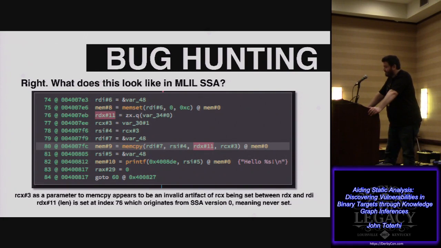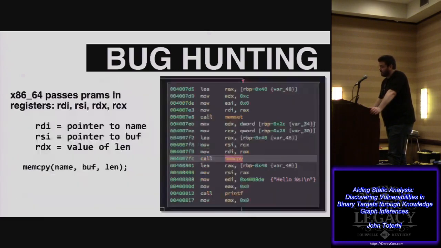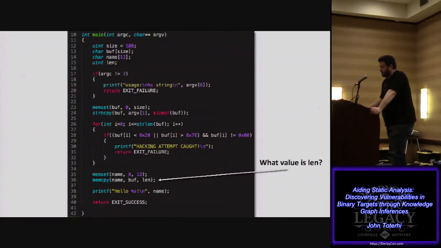And we can see that RDX 11, just above, comes from a zero extension to quad word from a var 34 0. Right? SSA is really powerful because it tells us when things are set. So if we declare a variable but never set it to anything, the first declaration is a 0, which means it's in its infancy, just born. When it's set to something, it starts at a 1.